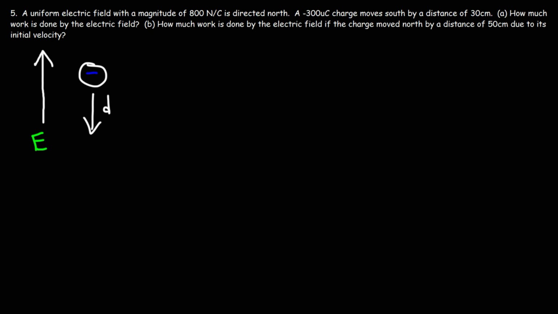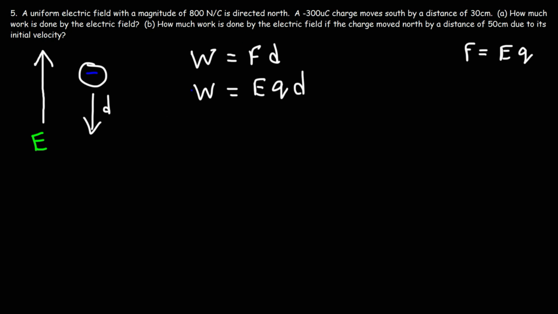And we know the distance by which it moves. How much work is done by the electric field? Well, we know that work is equal to force times displacement. And force, the electric force exerted by an electric field on a charge, is equal to E times Q. So we can replace F with E times Q. So we get the work done by the electric field is equal to the electric field times the charge times the displacement of the charged particle.